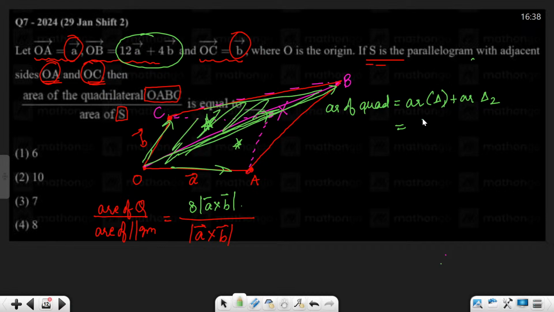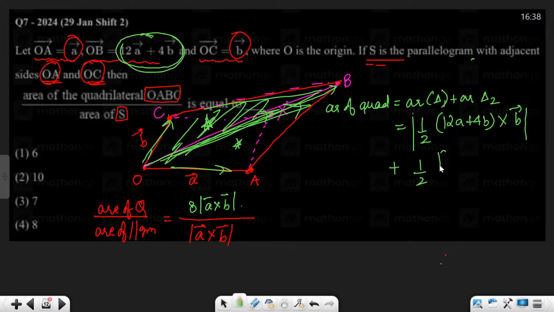So this will have half OB vector, which is given over here: half magnitude of (12A plus 4B) cross B vector, plus half again (12A plus 4B) cross A vector. Because you see what is happening over here, in this triangle one side is 12A and one side is A. Alright, now just cross it.